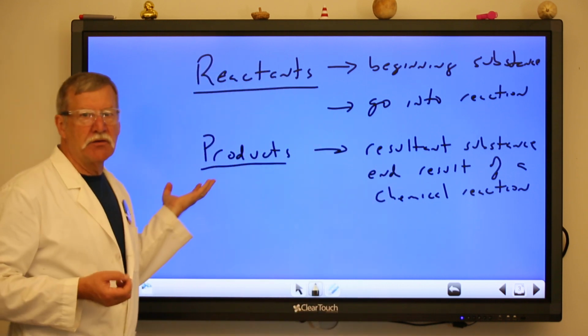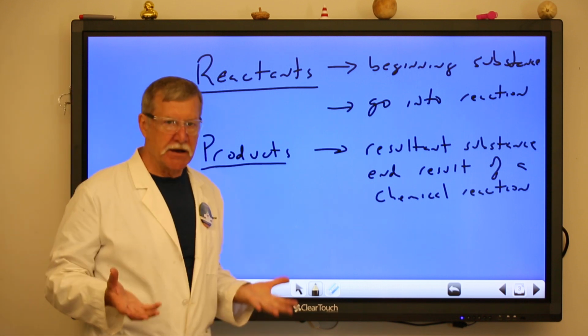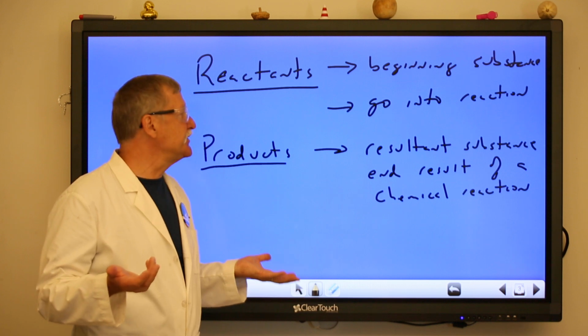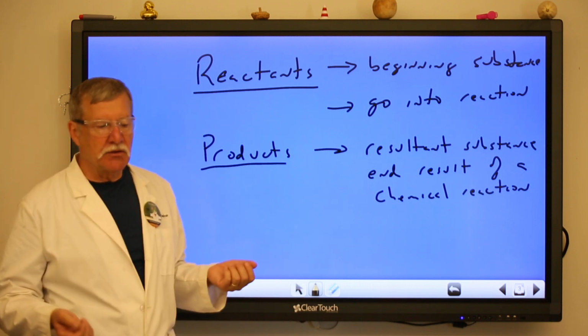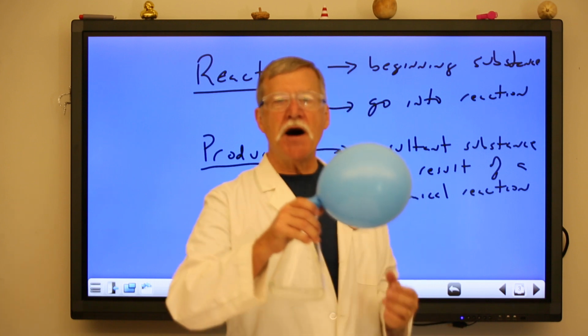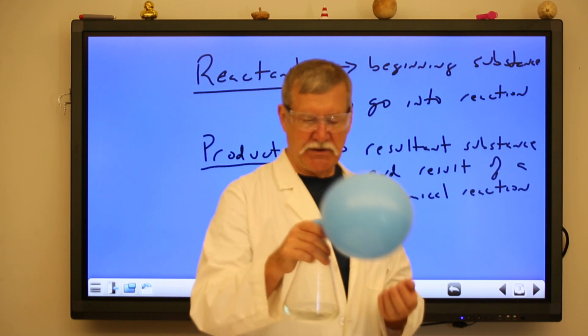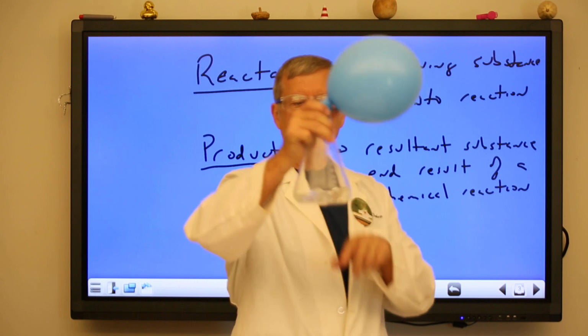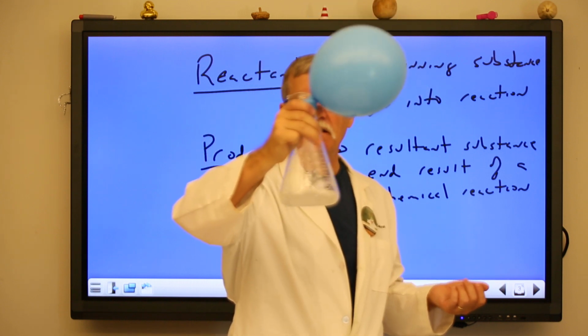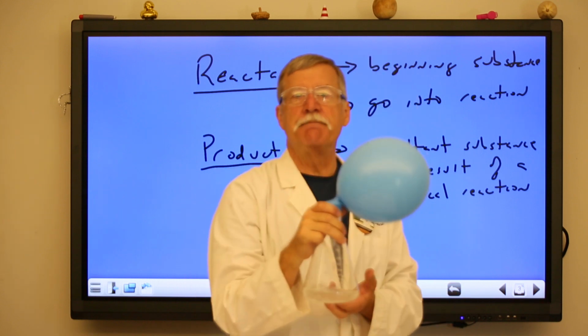And at the end of a chemical reaction, you have what are called products. Products are the resulting substance or substances you get at the end of a chemical reaction. And so this gas here is a product of the chemical reaction, all right? This stuff in the flask is no longer vinegar, it's something different, all right? And that makes it a product.